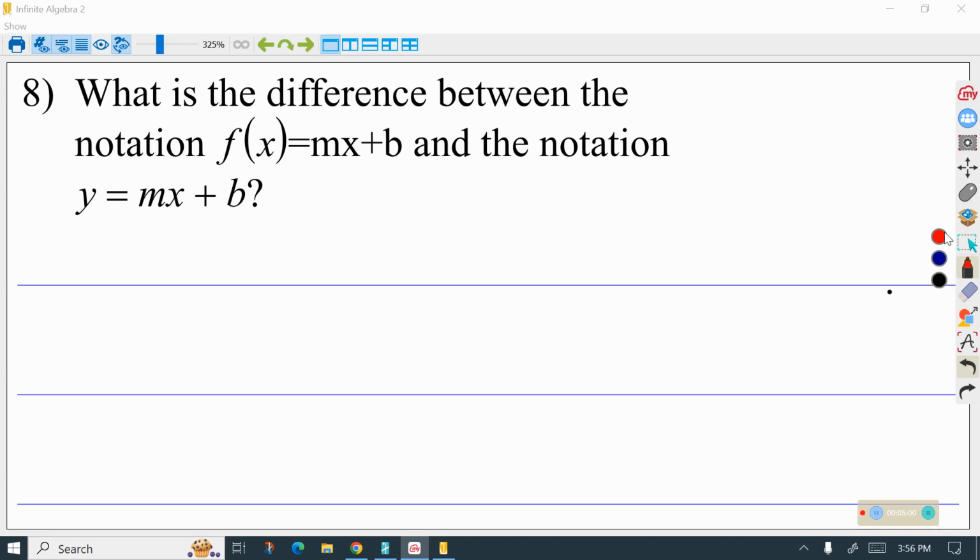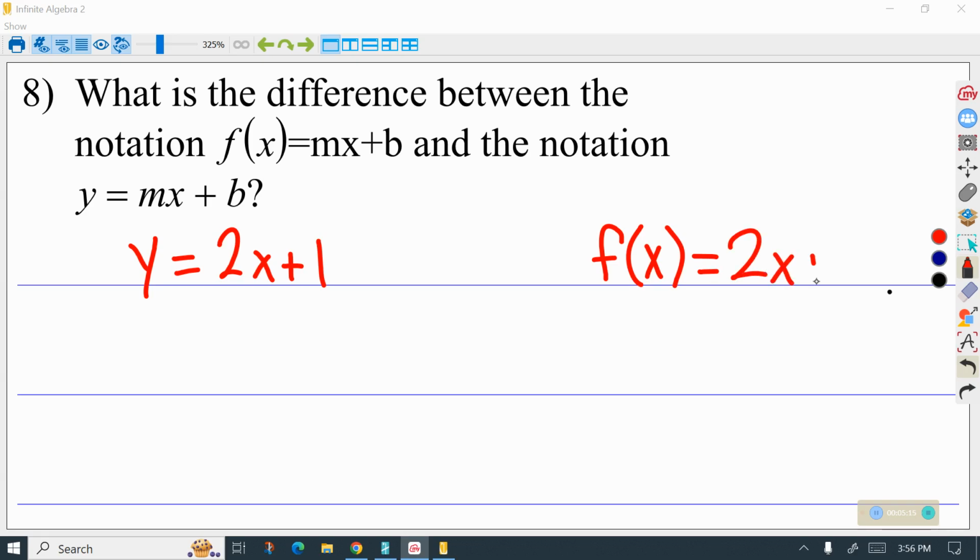f of x equals mx plus b and y equals mx plus b is this, right? Let's say that I have an equation like y equals 2x plus 1. We did this in class also. And if I have another equation that's f of x equals 2x plus 1. So they're the same expression, exactly, right? The only difference is that we have y versus f of x, right?